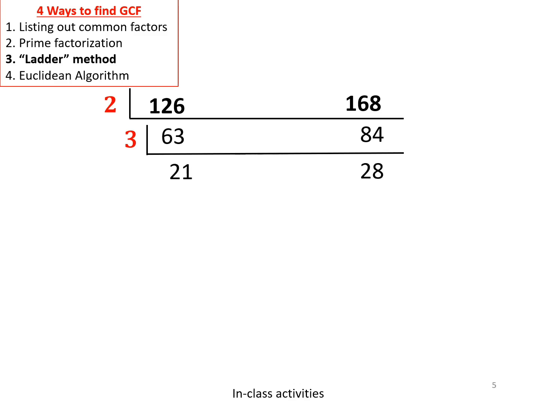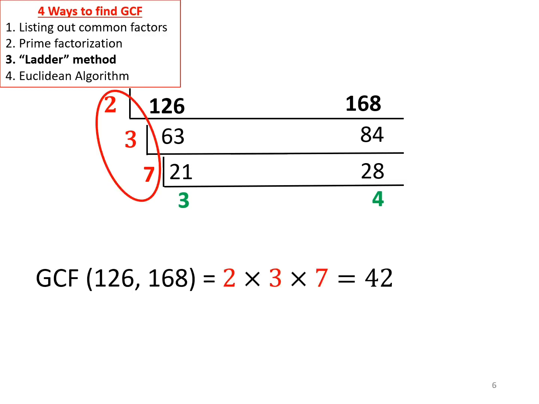It's obvious these two numbers are divisible by 7, so we divide by 7 to get 3 and 4. Now we see 3 and 4 have no common factors, which means we're done. And what we do is circle these and multiply them together to yet again get 42.